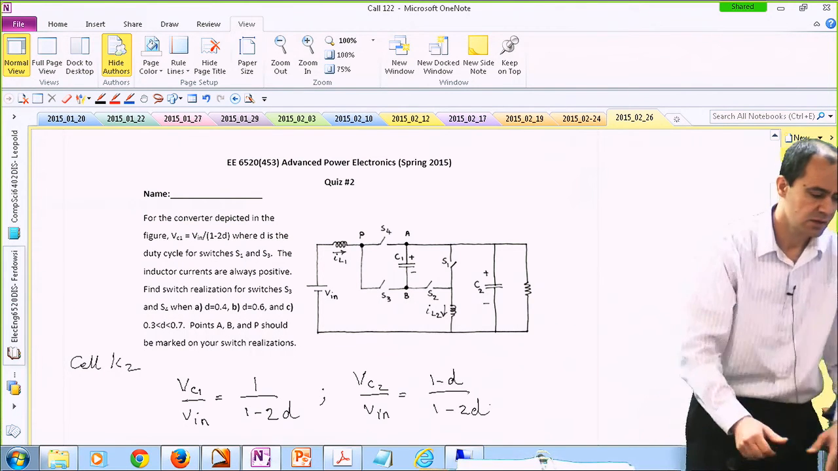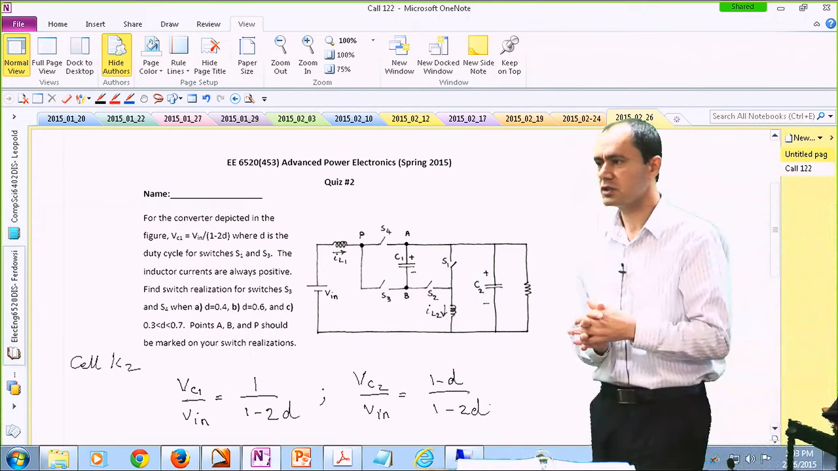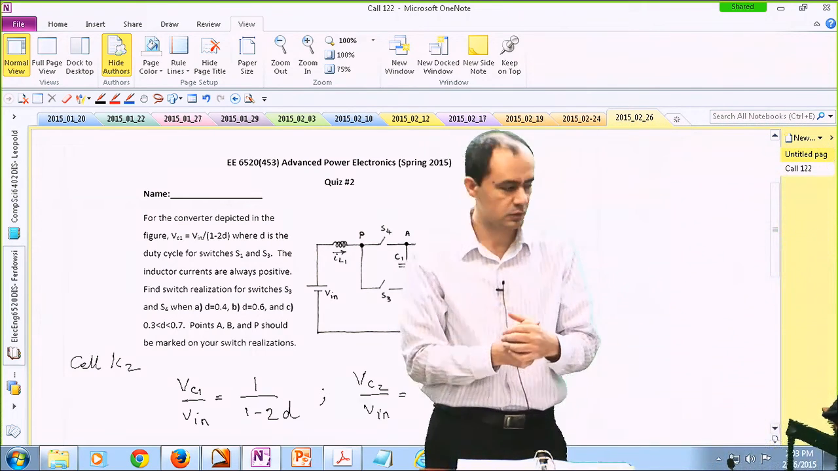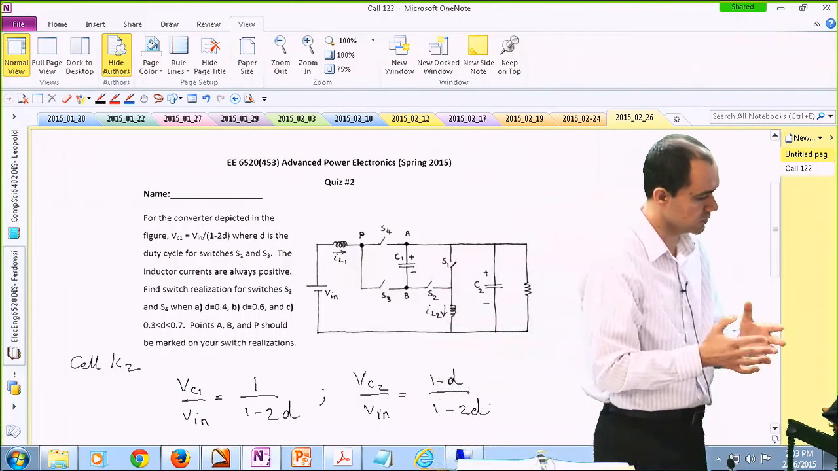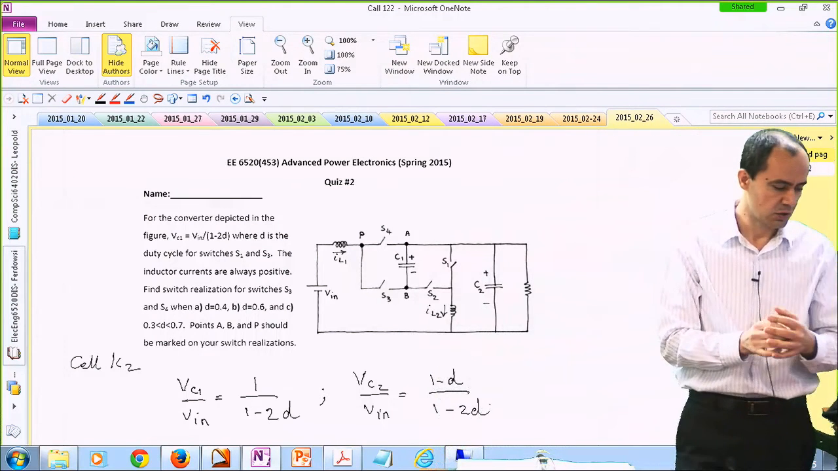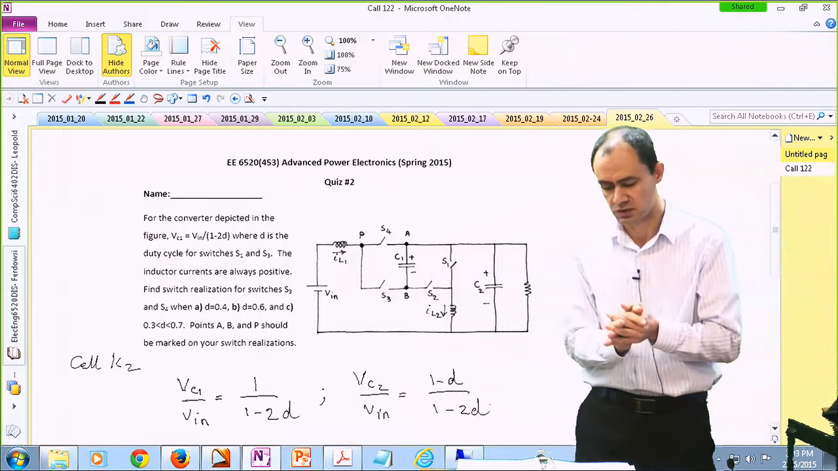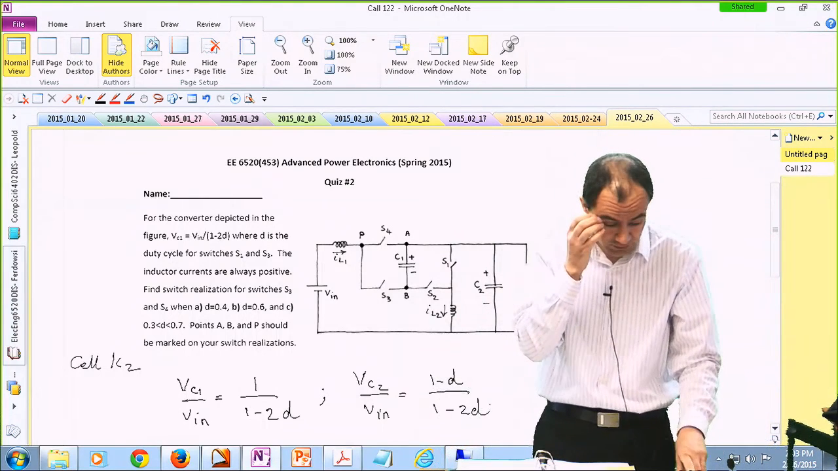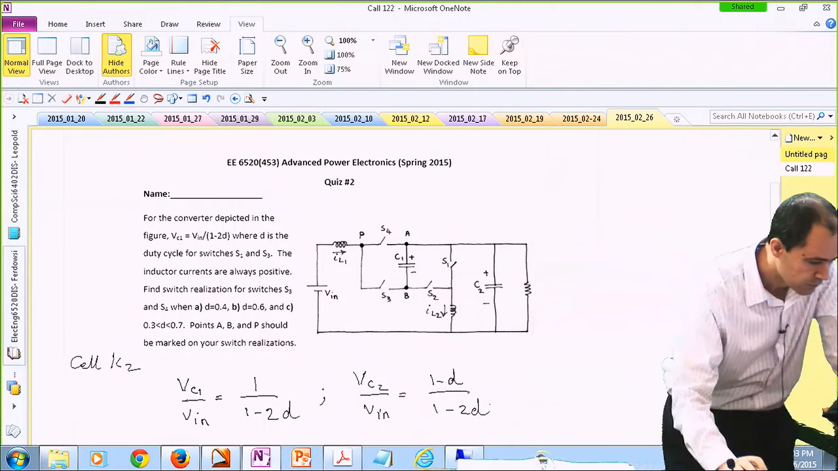So as you can see, both these voltages, depending on the value of your duty cycle, could sometimes be positive, sometimes be negative. So if duty cycle is less than 0.5, you get positive values for these voltages. If the duty cycle is larger than 0.5, you get negative values for these voltages.